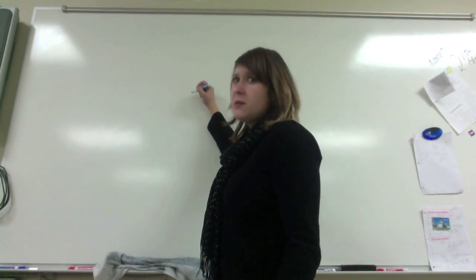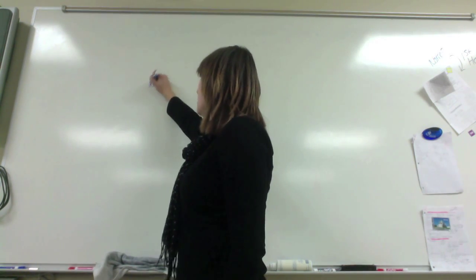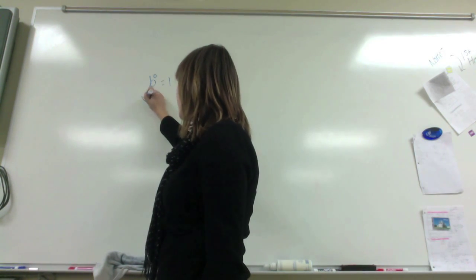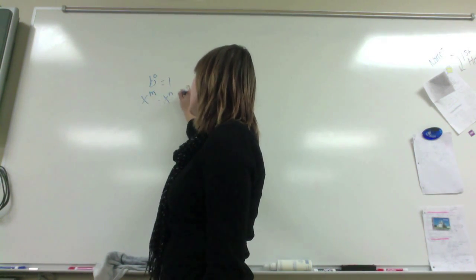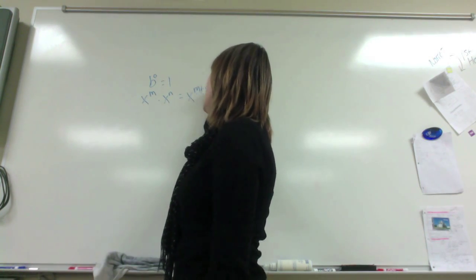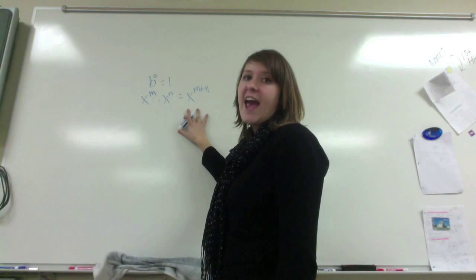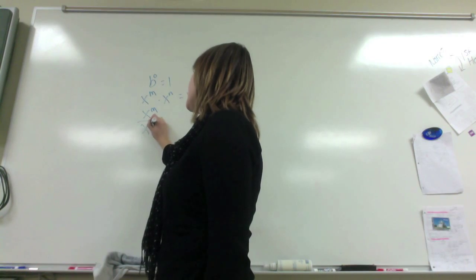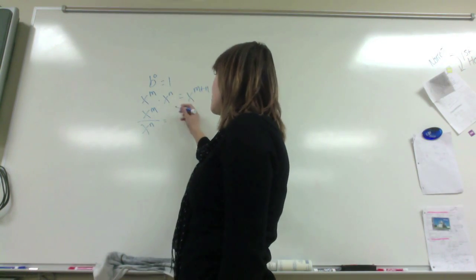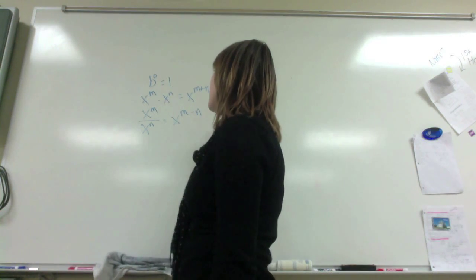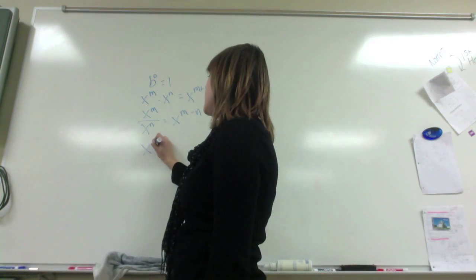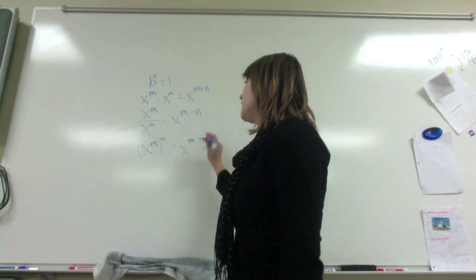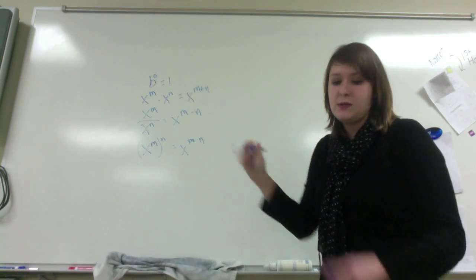So some of your basic exponent rules are going to be b to the 0 equals 1. That's your 0 exponent rule. We also know that if I take x to the m times x to the n, that gives me x to the m plus n. So if I'm multiplying those bases, I add the exponents. I also know that if I have x to the m divided by x to the n, if I'm dividing those two bases, I'm going to subtract the exponents. I also know that if I take x to the m to the n, that's when I take a power to a power, and that results in me multiplying those exponents.